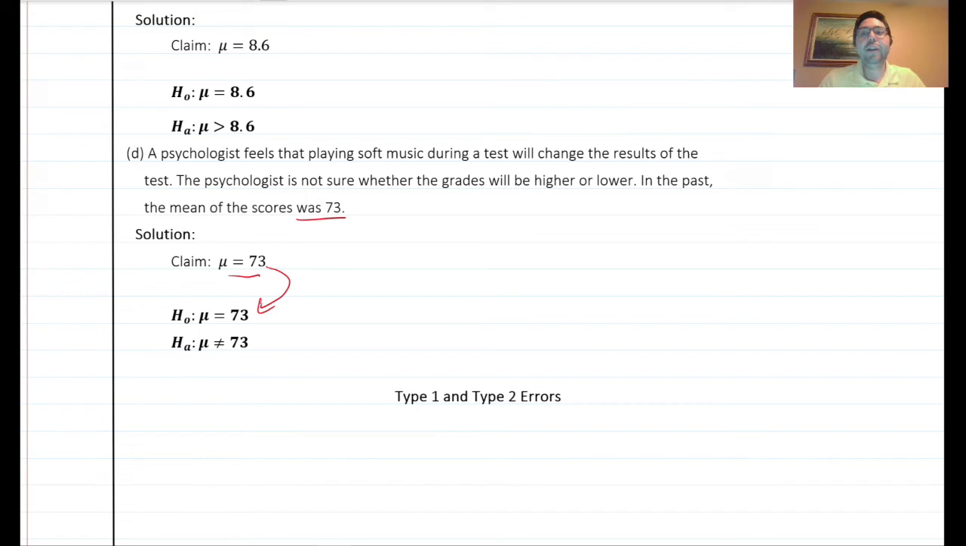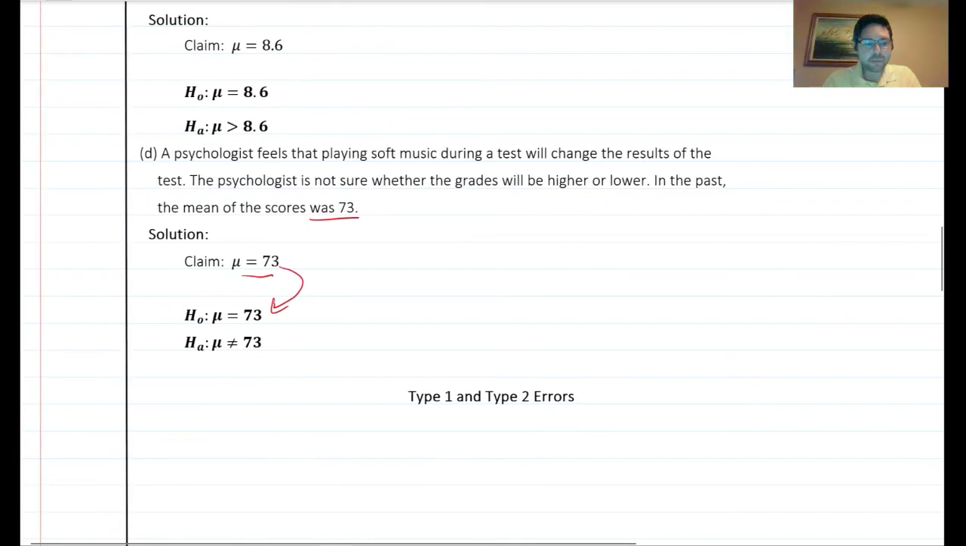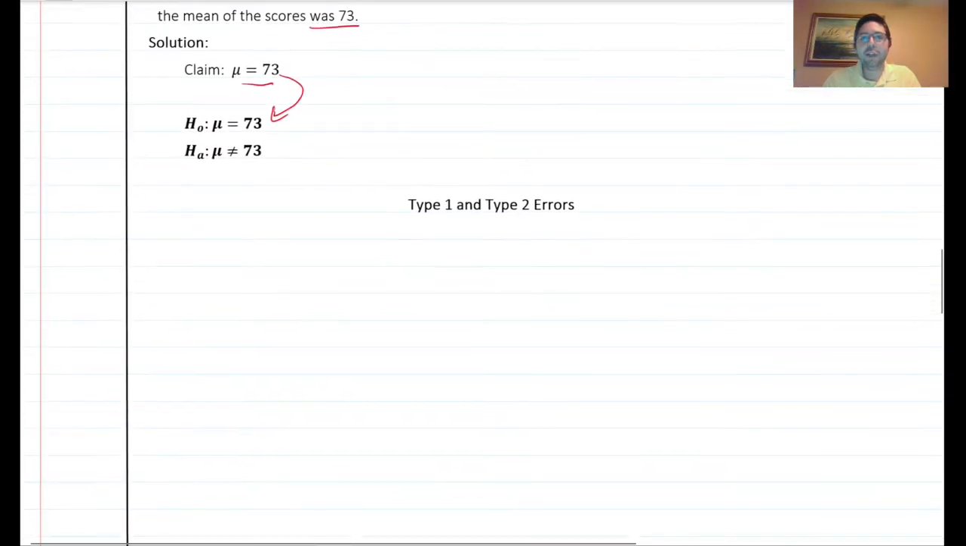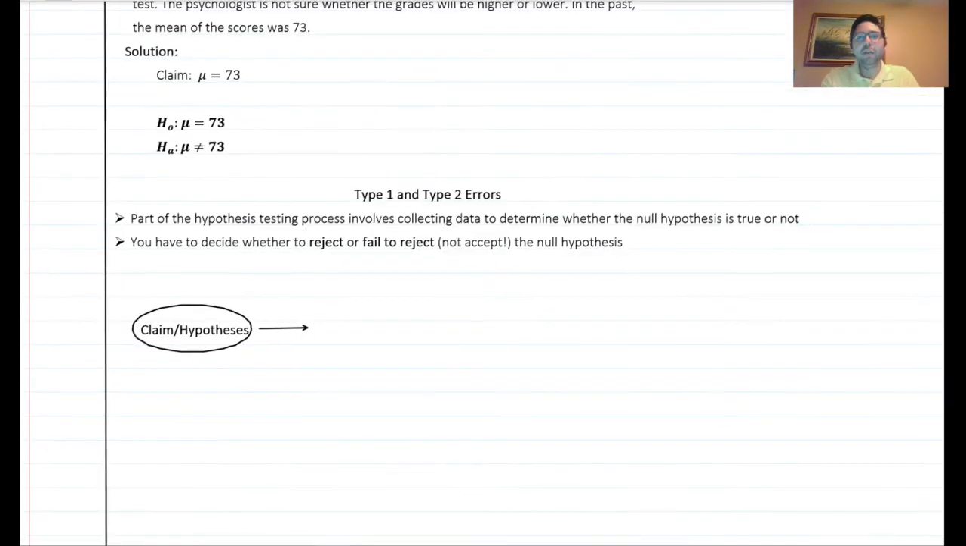All right, and that's how you assign hypothesis statements. So we're going to talk about type 1 and type 2 errors now, and what they represent. So again, let's summarize the hypothesis testing process so far.